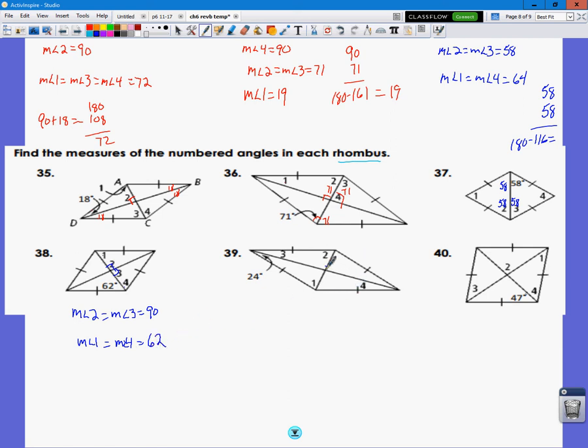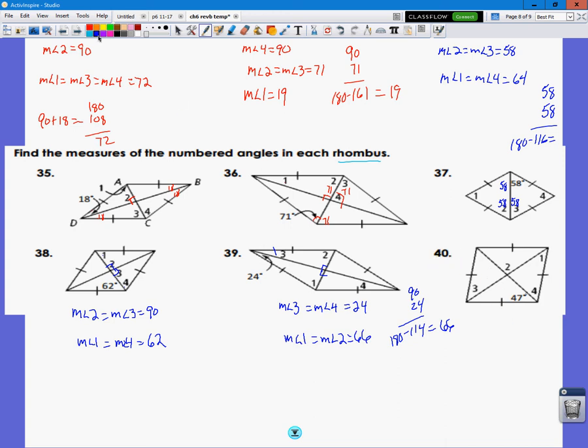This time they didn't give me any of the ones in the middle. If this is 24, angle 3, angle 4, both 24 degrees. Angle 1 and angle 2 would be equal. Since this is 90, I'd have 90 and 24, 114 degrees that I've used up out of 180. So the remaining angles would be 66 degrees.